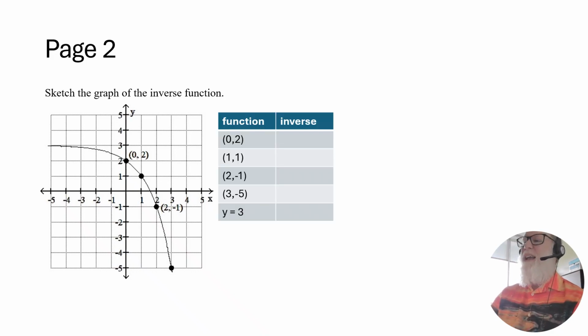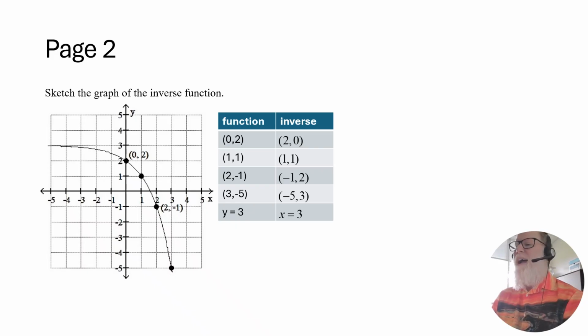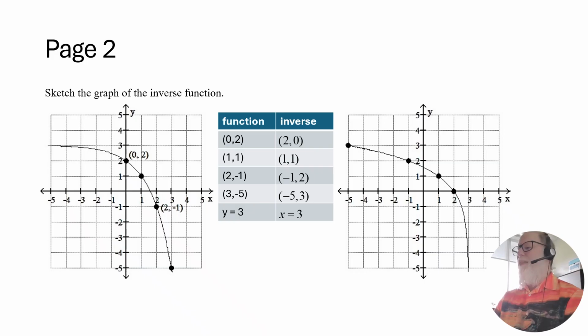So let's do our table. There are the points that are marked and the horizontal asymptote at the bottom. And for the inverse, we switch those out, including the horizontal asymptote becomes a vertical asymptote there. Plot the points, plot the asymptote, connect the dots. There you go. That's how you graph the inverse.